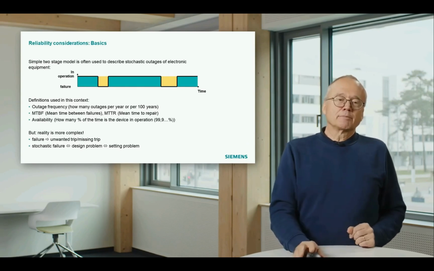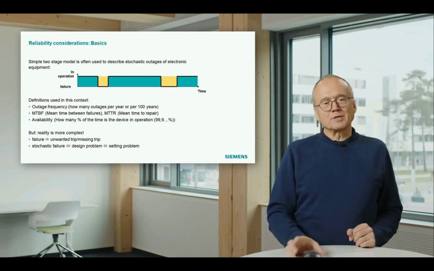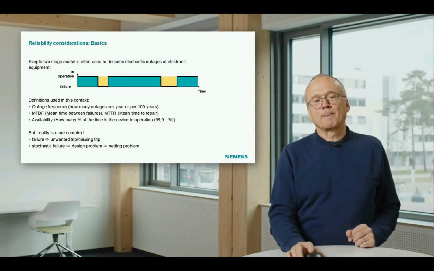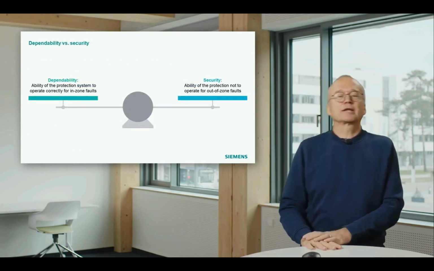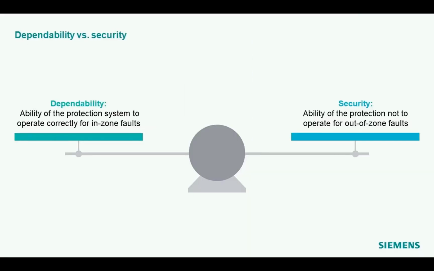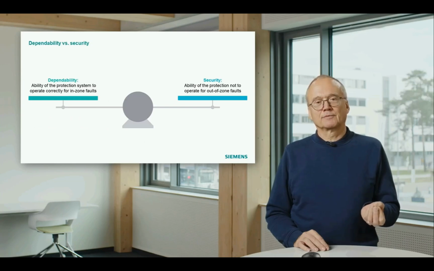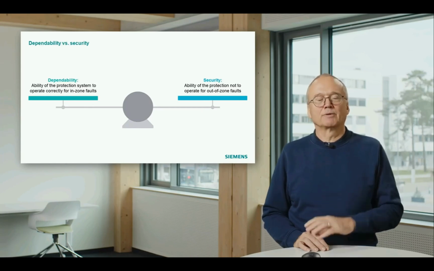Before we look into that a little bit deeper, I just want to introduce two terms in this context, unwanted trip and missing trip. Two terms which are often used in protection are dependability and security. Dependability addresses: can we depend on the relay that it will trip if there is a fault in the zone? That means dependability addresses the risk of a missing trip.